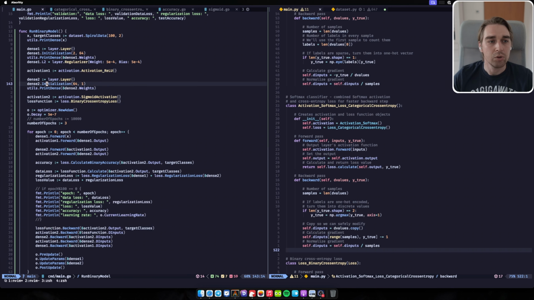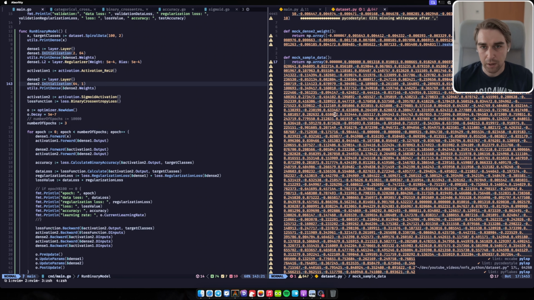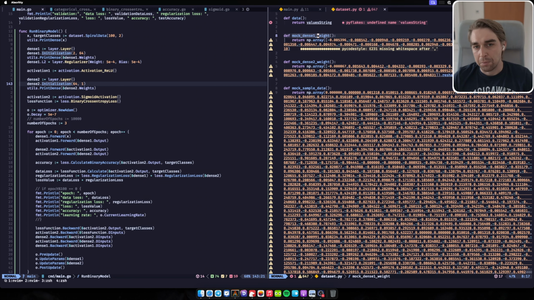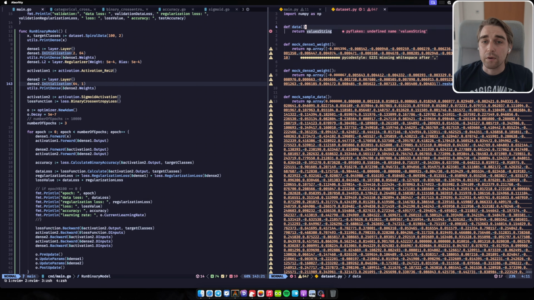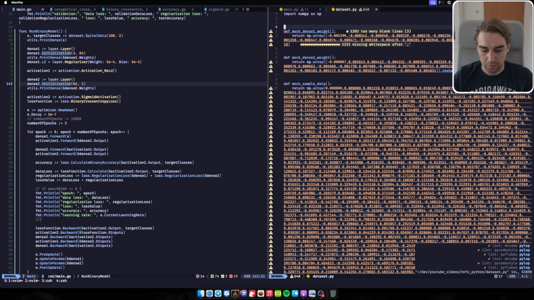In order to do this, I need to eliminate once again the randomization factor, and I'm going to do this by dumping the created data and weights for the first layer and for the second layer. And then we're going to mock it once again like we did last time. So we'll have the mock sample data and two weights. The only difference now is I will have different sizes of the data.